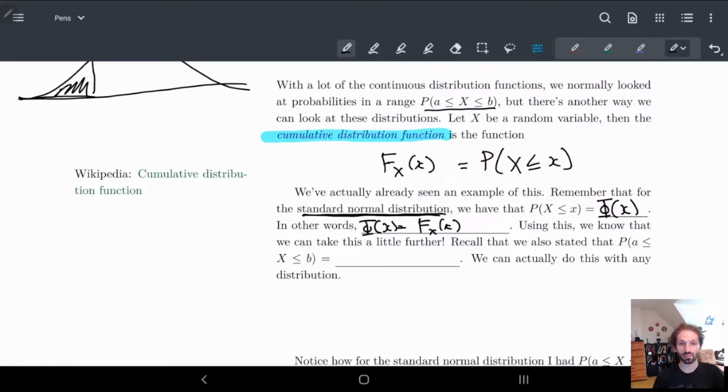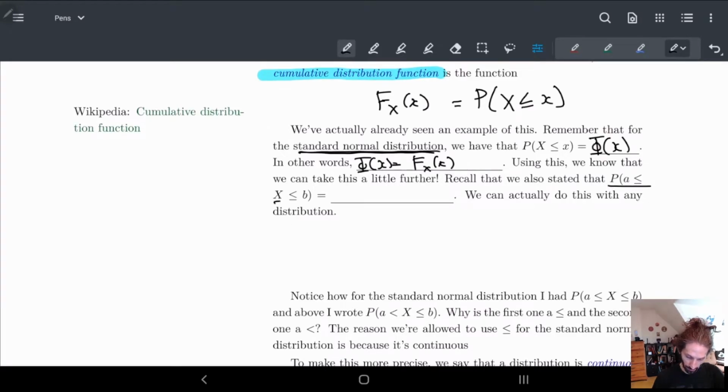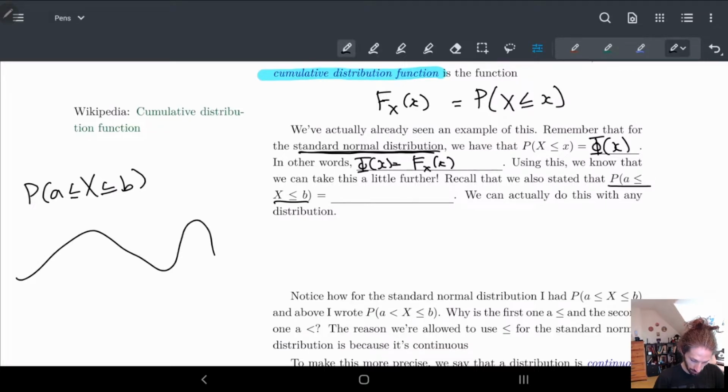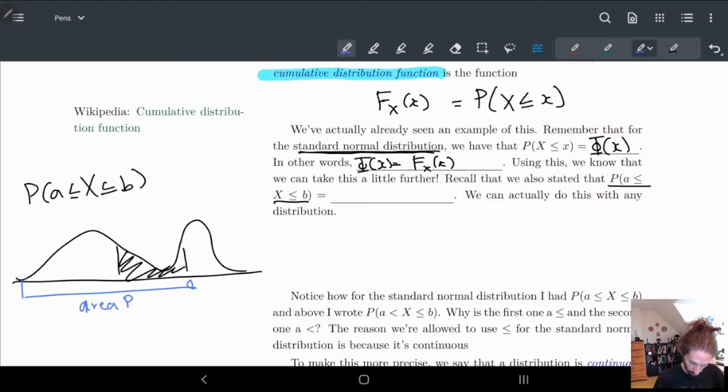Knowing this, we can take this a little further. If I want to figure out the probability of x, that should be a capital X, less than or equal to b, and I have some function and I want to know from a to b, I can grab the area up to b and remove the area up to a. This is F sub X of b, and this is F sub X of a. So I'm literally just subtracting them: F sub X of b minus F sub X of a.